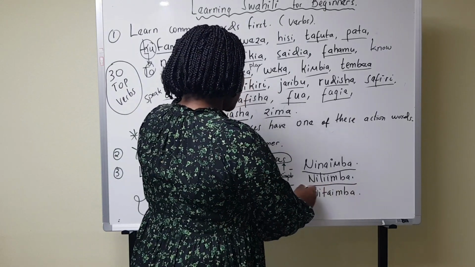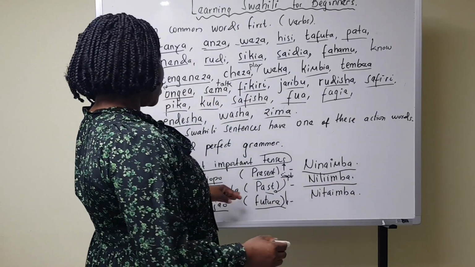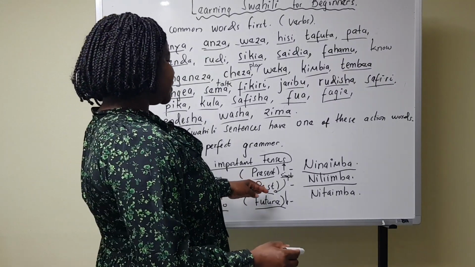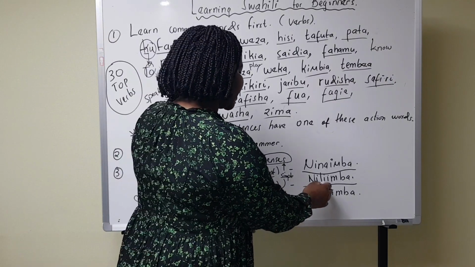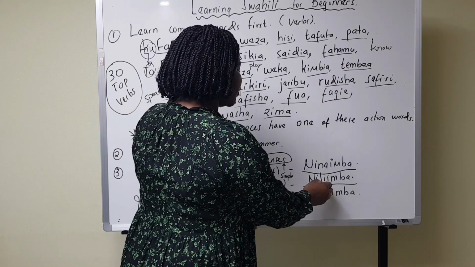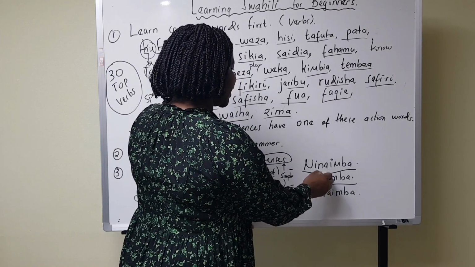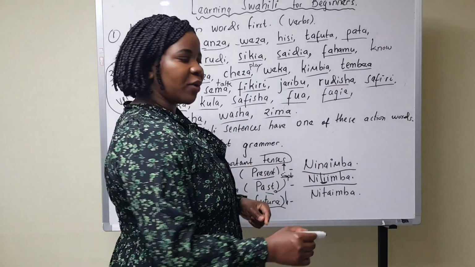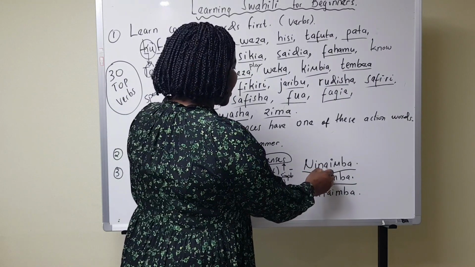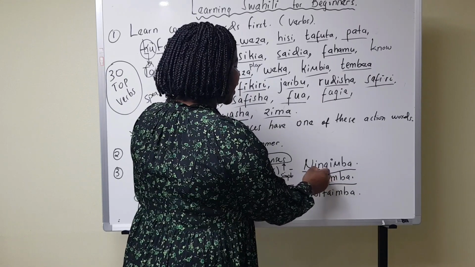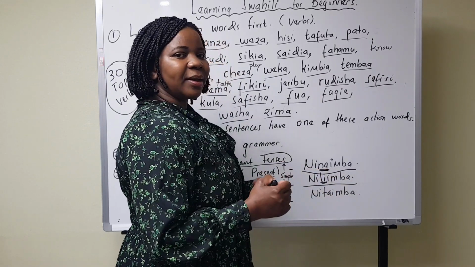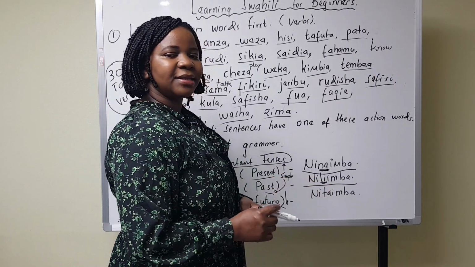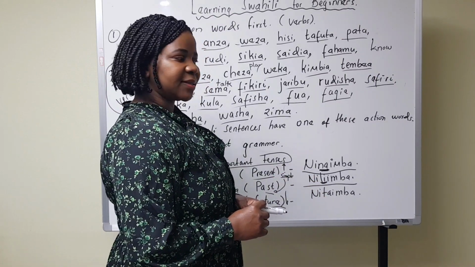Wakati uliopita or simple past tense, the sentence will be niliimba. So we put li here. And present tense, wakati uliopo, we say ninaimba. So na represent present tense and li represent past tense.